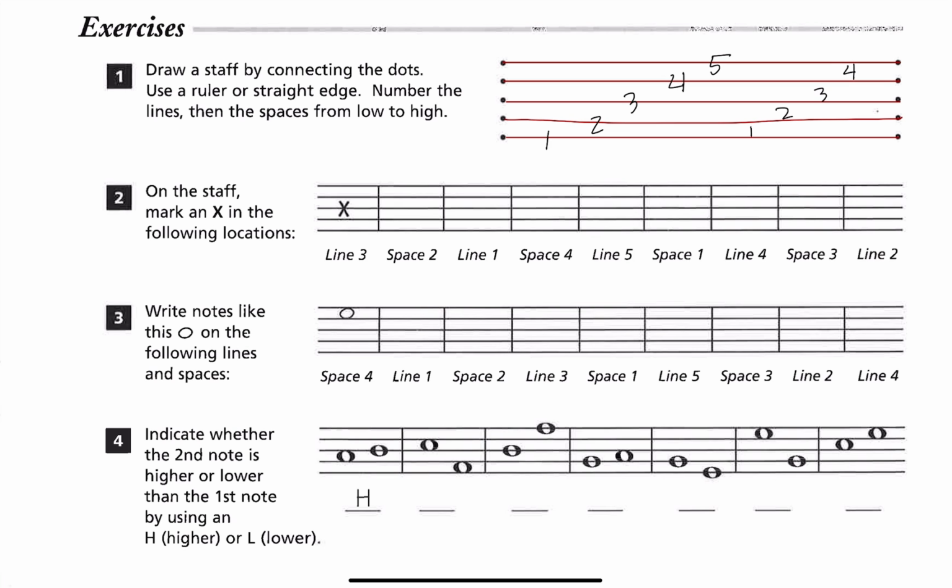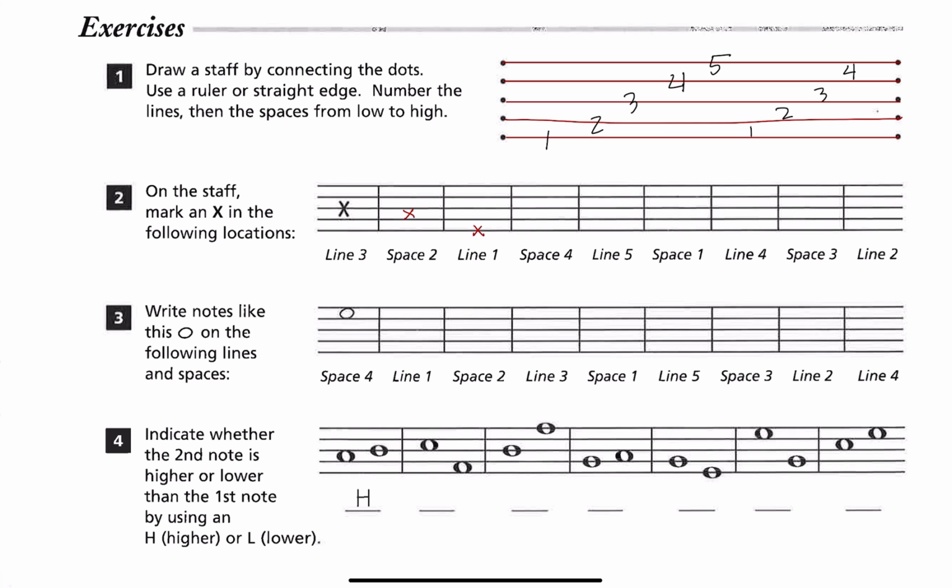All right, exercise number 2. On the staff, mark an X in the following locations. So it gives us an example of the first one being line 3. So we have line 1, line 2, line 3. They drew an X. Now it's our turn to do space 2. Space 1, space 2. Draw an X.